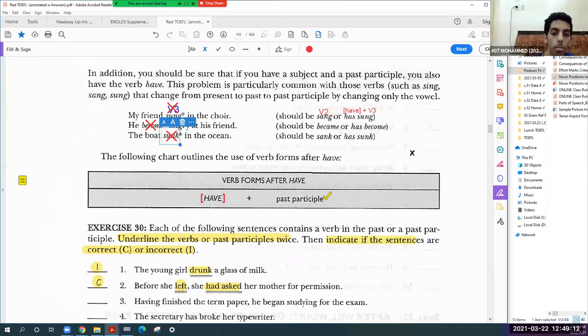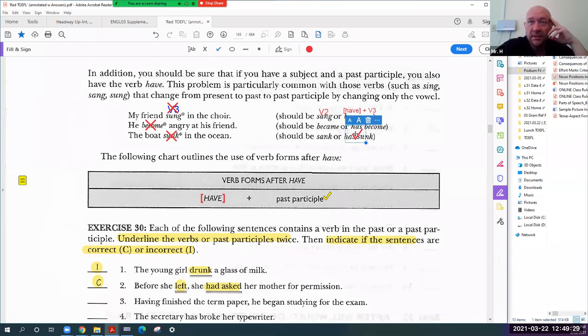Put it to verb two. Changed. All right, do it. The boat sank in the ocean. Or there's a second choice. There's another choice. Has sunk. Say it. The boat has sunk in the ocean. Okay, the boat has sunk in the ocean. All right, you got it? You got two choices. The boat sank or the boat has sunk.